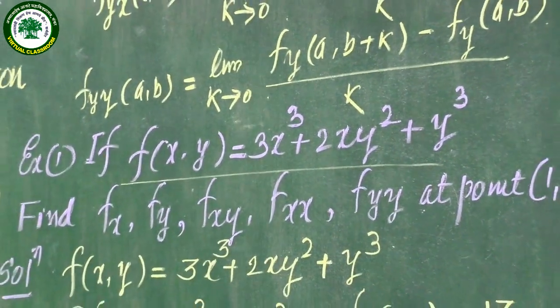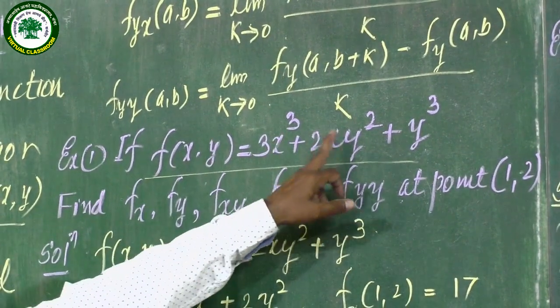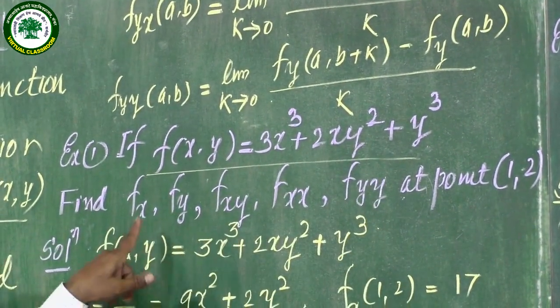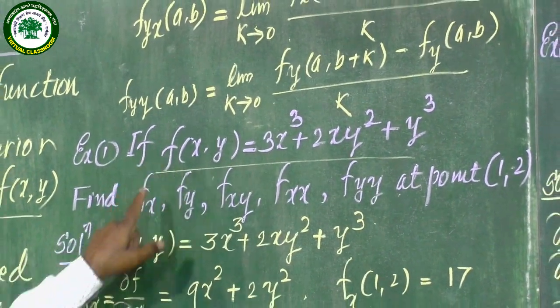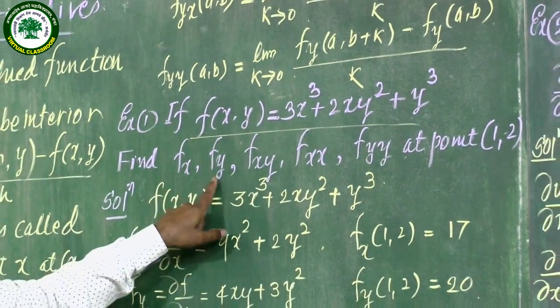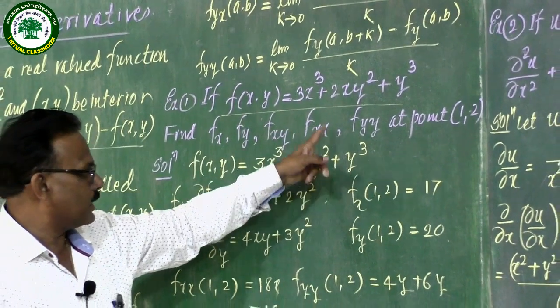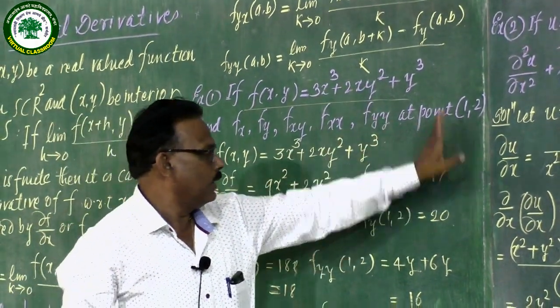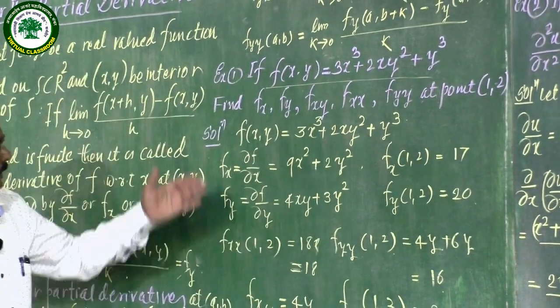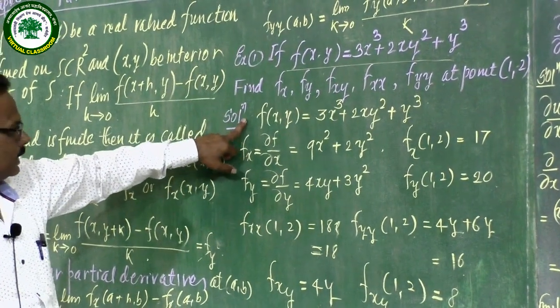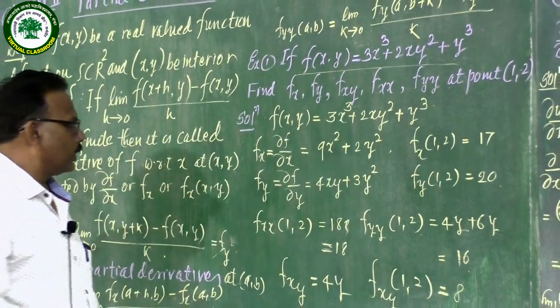The function is 3x cube plus 2xy square plus y cube. You have to take the partial derivative of the function with respect to x, with respect to y, with respect to x and y, with respect to xx, with respect to yy at point (1, 2). Let us start with the given function as it is. Take the partial derivative of the function with respect to x.